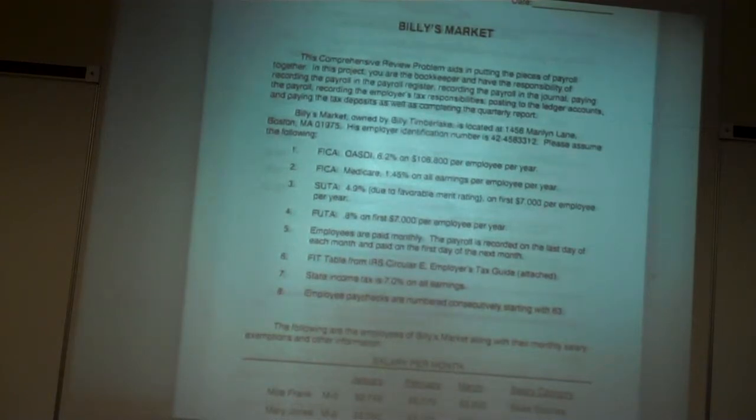Could you do some extra problems in MyAccountingLab, and then do them on paper? Good, because it gives you immediate feedback. So they're all open if you want to do any more.